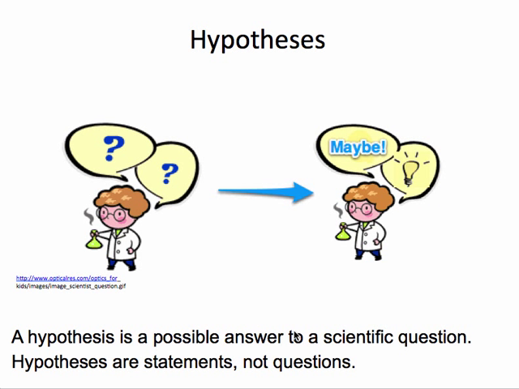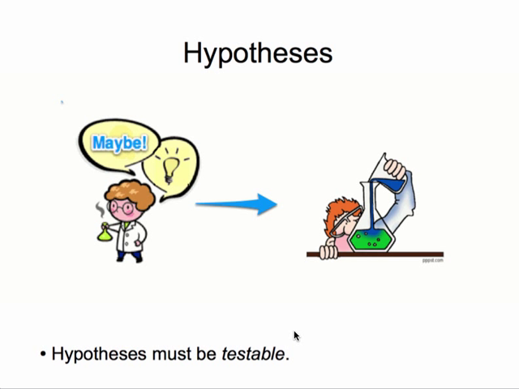So, what is a hypothesis? It is a possible answer to a scientific question. Note, it is a possible answer, not another question. Also, it is not a guess. Hypotheses are based on background knowledge and previous or preliminary experiments. What makes the original question and the hypothesis scientific? They must be testable.